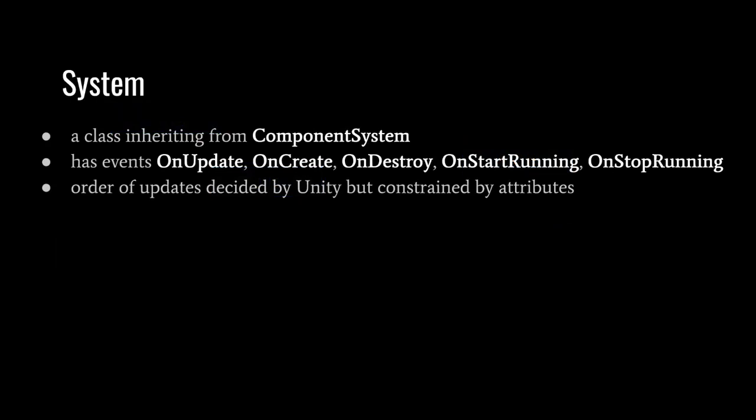A system, concretely, is a class inheriting from component system. Like a monobehavior, systems have event methods called in the game loop. OnUpdate, for example, is called once per frame. Unlike monobehaviors, we don't attach systems to any game objects. We can group systems and use attributes to determine their order of updates, but where unspecified, the order of updates is left up to Unity.